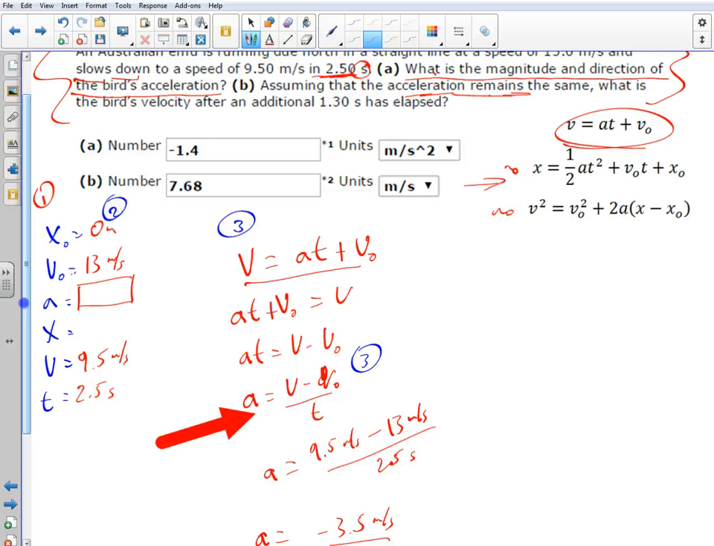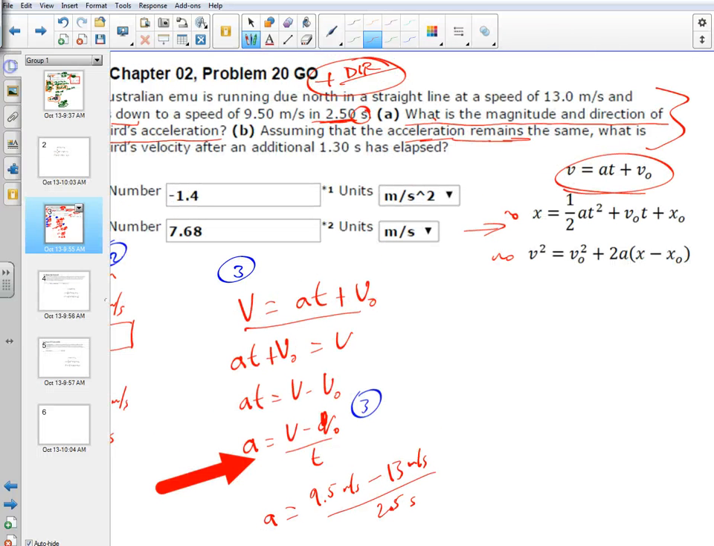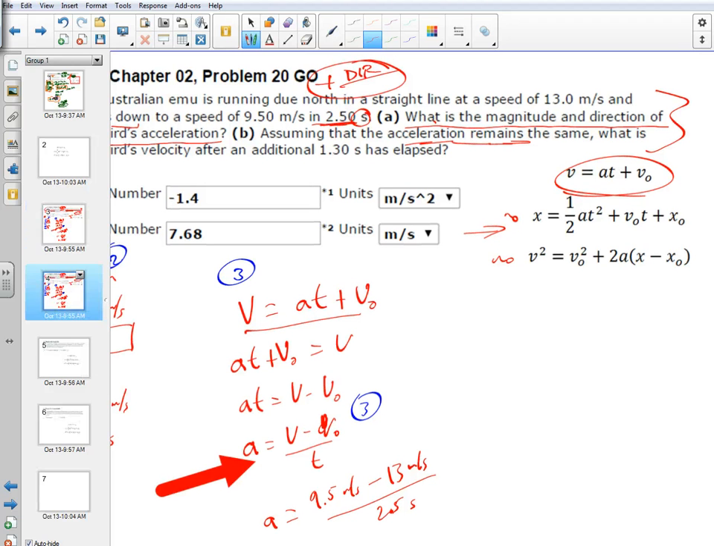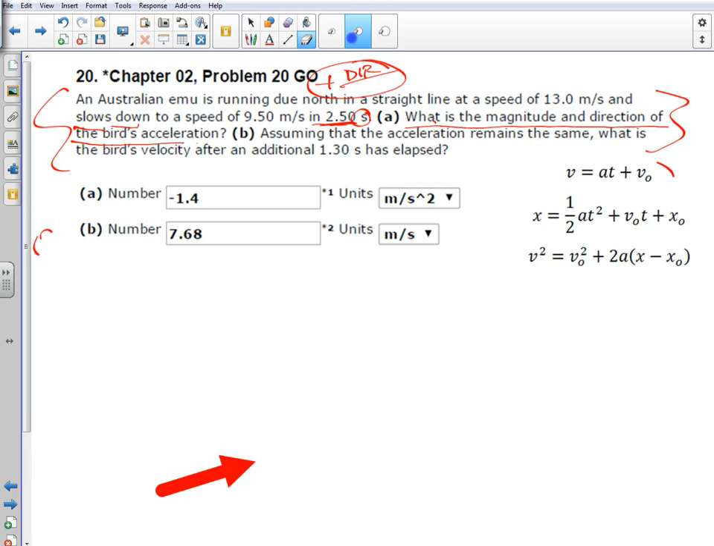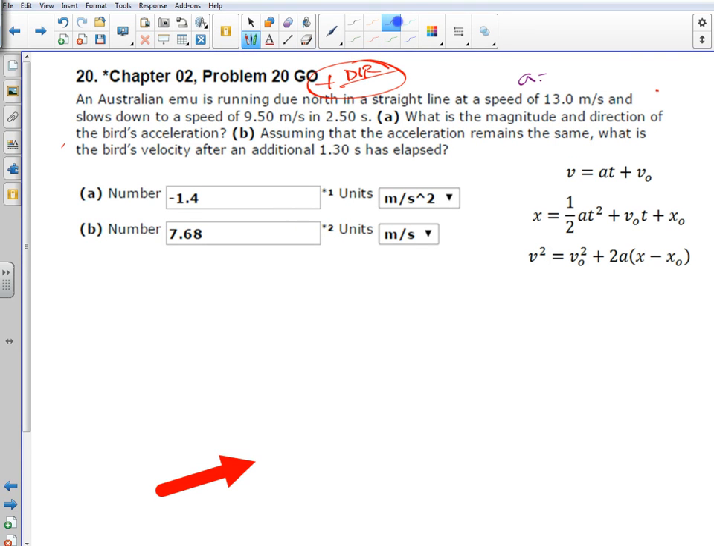Here's what I would suggest. In fact, I'm going to do this. Boom. We're going to clone this page. Boom. And I'm going to get rid of everything I just did, except the acceleration that I just found out, because we maintain that. So I'm going to remind myself up here that the acceleration is still negative 1.4 meters per second squared. Then I'm going to start all over again.